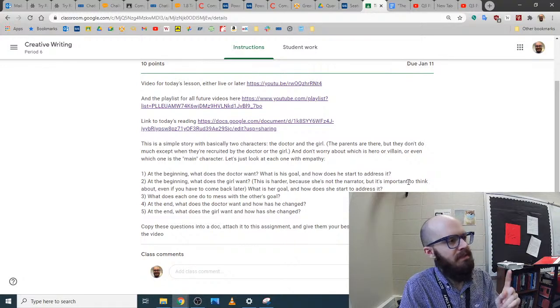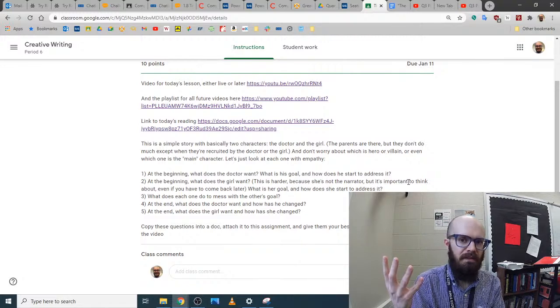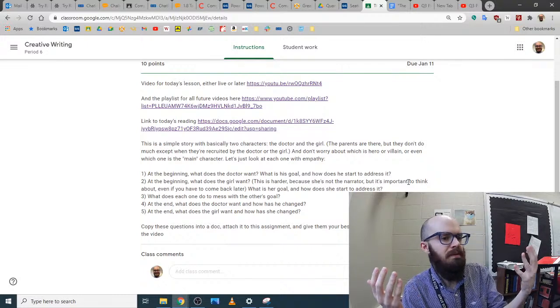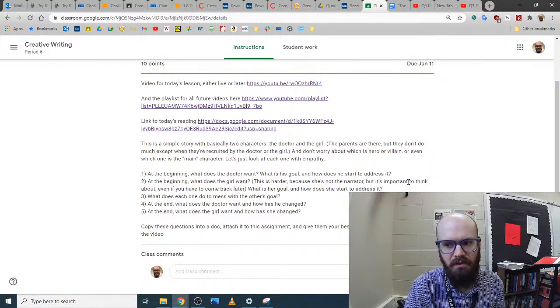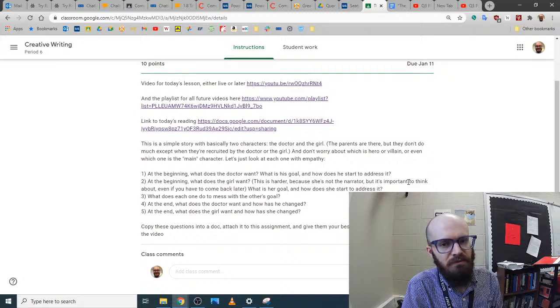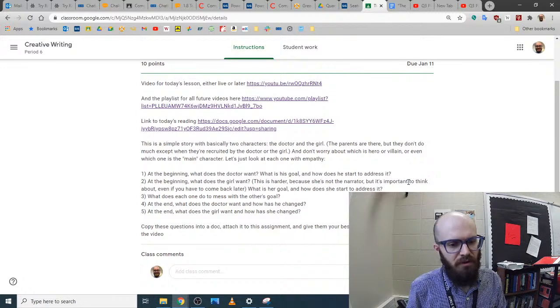What does each one do to mess with the other's goal? That's where we have conflict, right? He wants something, it's very reasonable. She wants something, and it's pretty reasonable too, but they interfere with each other. And if they could both be happy, that's cool. But they can't. One of them has to stop the other one. One of them has to frustrate the other one. One of them has to try to win, which hardly ever works. I wouldn't say either one really wins in this story.